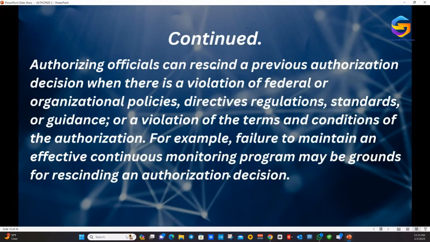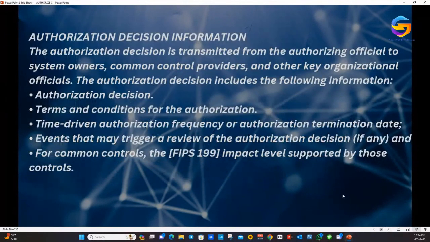Remember, we said from the beginning that when the system is allowed to operate, or when risk is accepted for the system to operate, it doesn't mean you just put other things on hold. No, there are conditions that are given which need to be abided by. Failure, more especially when you don't monitor the controls at the continuous monitoring step, or when there's any violation of federal or organizational policies and directives, the system can be halted. Every decision that has been made by the authorizing official can be cancelled because you are not abiding by rules and regulations. So let's look at the authorization decision information.